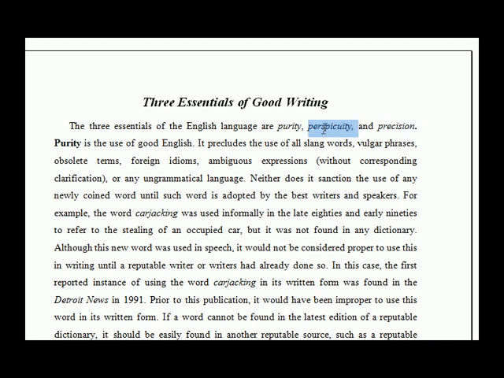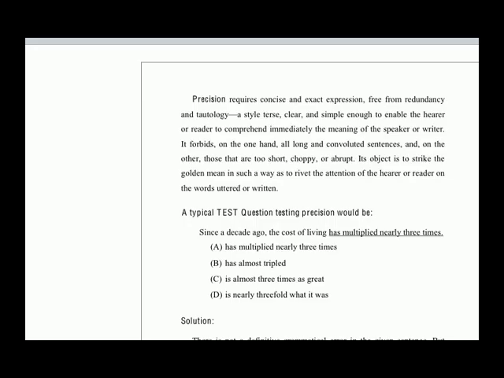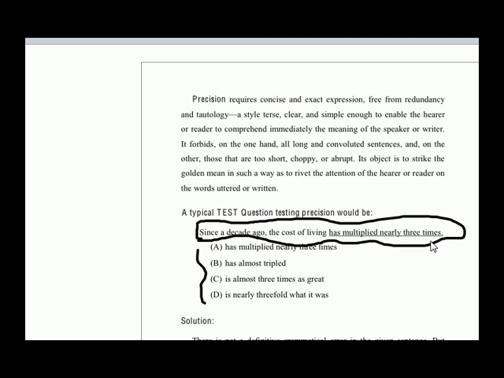So let's take a look at an example of a perspicuity question first. So here is a typical test question that looks at precision. The question is, since a decade ago the cost of living has multiplied nearly 3 times. Now as such, there's nothing wrong with this expression, and you'll probably find it in a normal newspaper or a magazine. But what we have to do is to see if any of these alternatives provide a better, more concise expression.